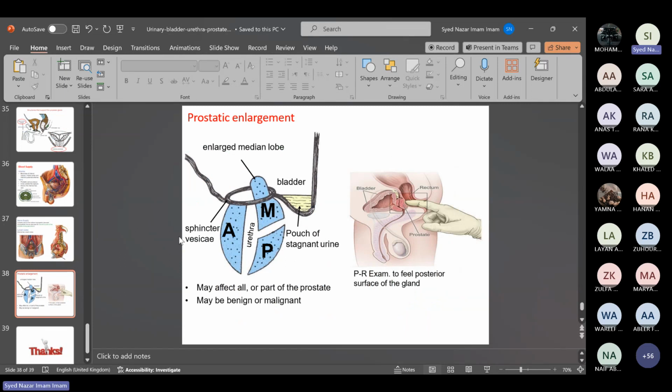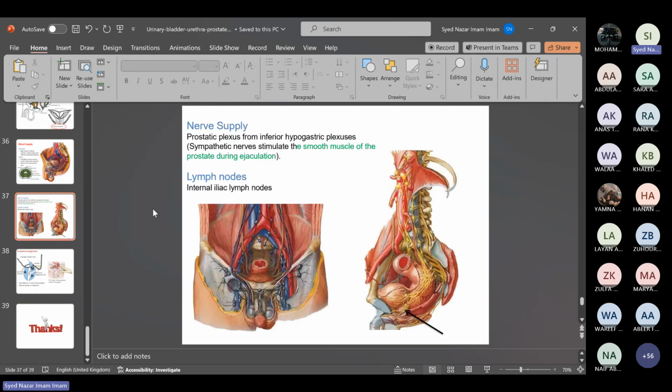Now, what I have already mentioned is that anatomically we have the anterior lobe, median lobe, and the posterior lobe. When this median lobe is enlarged, and most of the time only the median lobe is enlarged, it will compress the neck of the urinary bladder, and it will give rise to the obstructive symptoms. So this is what we have theoretically.